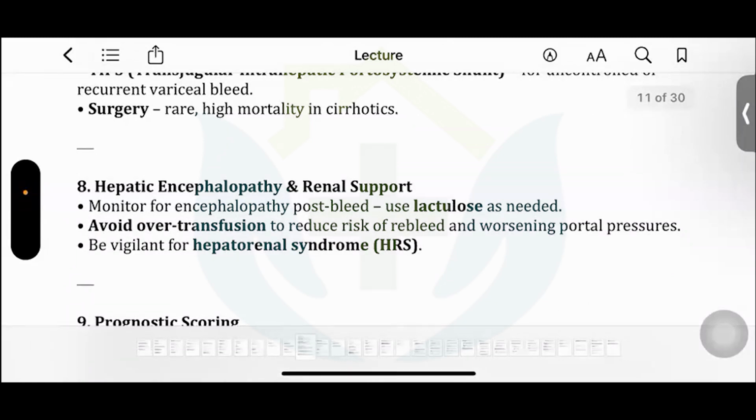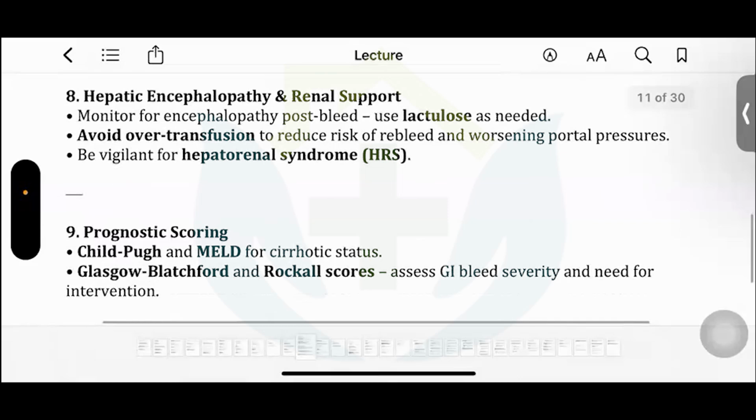Avoid overtransfusion. Why? These patients can have high chances of hepatopulmonary syndrome in response to excessive transfusion, which is literally synonymous with ARDS. So these patients should be cautiously transfused with guideline based targets only. Be vigilant for hepatorenal syndrome, and if hepatorenal syndrome sets in, give terlipressin, albumin, and midodrine. So this is the standard of care for a patient who has HRS. You give terlipressin, albumin, and midodrine.